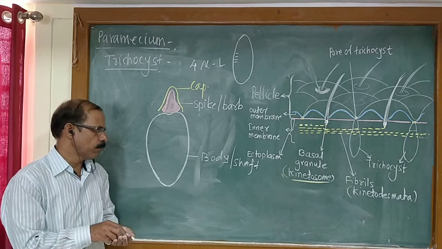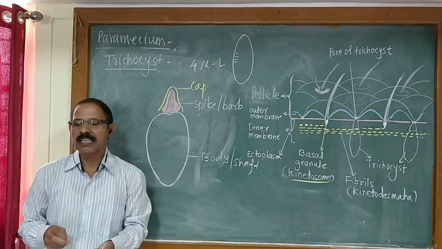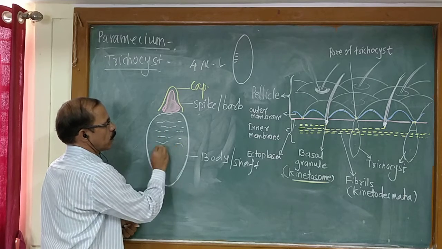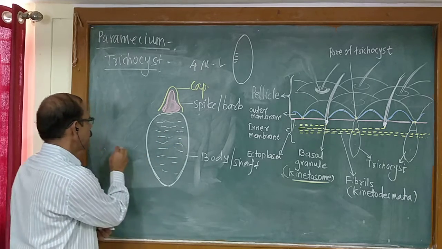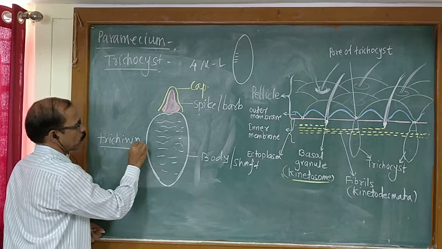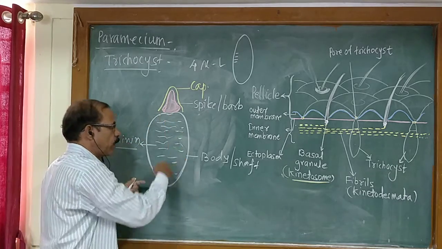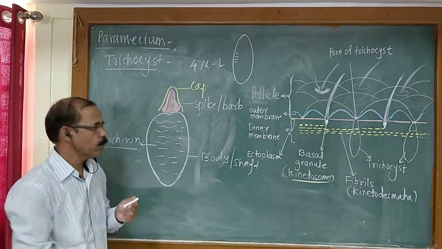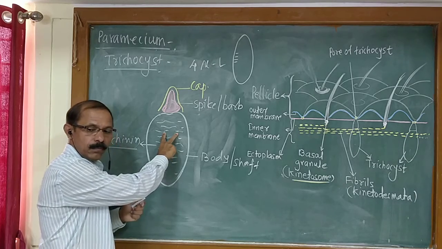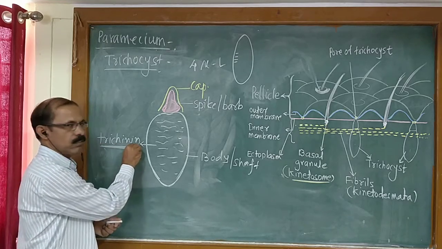Now this body or shaft is tube-like, and it is filled with a fibrous, refractive, dense-like fluid. It is called trichinin.